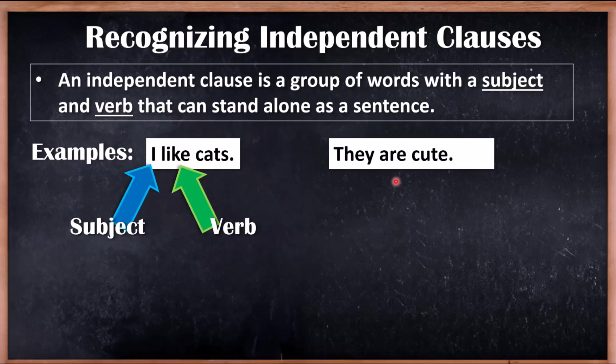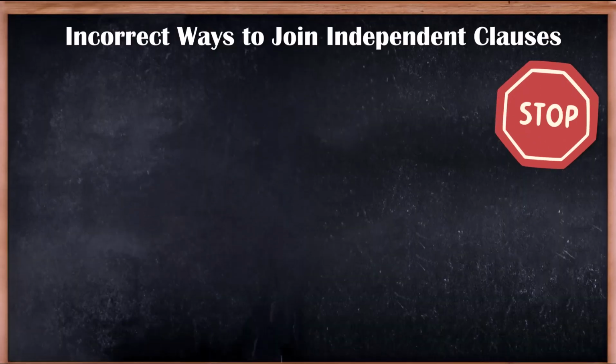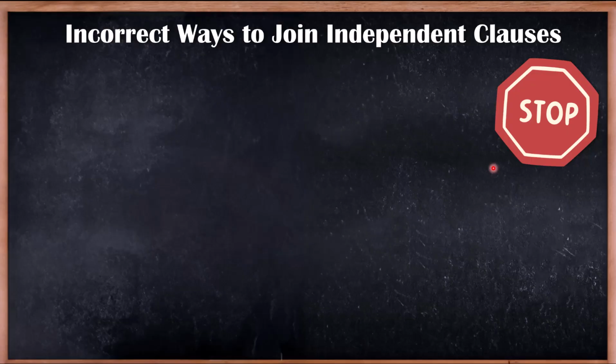Here's another independent clause. They are cute. Again, we have a subject, they, referring to the cats. We have the verb to be, are. They are cute. So we can't just push these two independent clauses together. We have to separate them or add a comma and a conjunction or a semicolon. I will talk more about that later. First, let me show you some incorrect ways to join independent clauses.